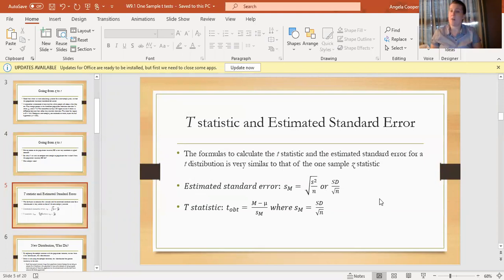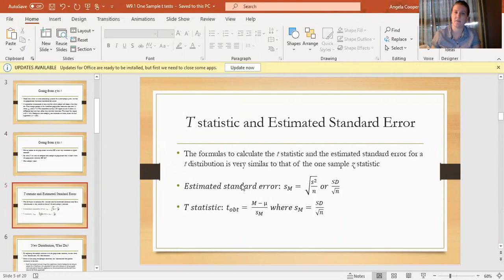So now to calculate the t-statistic and the estimated standard error, we have formulas, of course we do. They're very similar to those of the one sample z-tests because, like I said, they're almost identical tests, except for z-tests we have more information on the population, meaning we have the population standard deviation. And for a one sample t-test, we have the standard deviation for the sample. So it's all the exact same formulas except the notation is different.